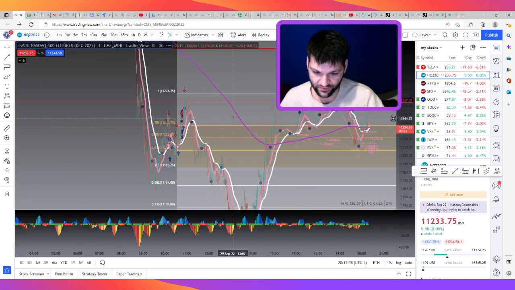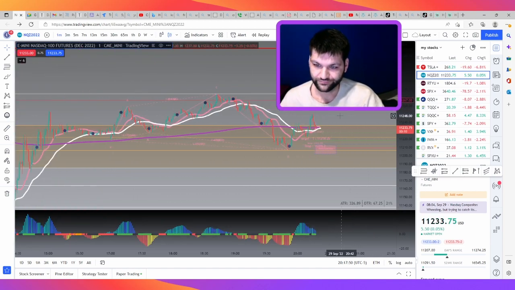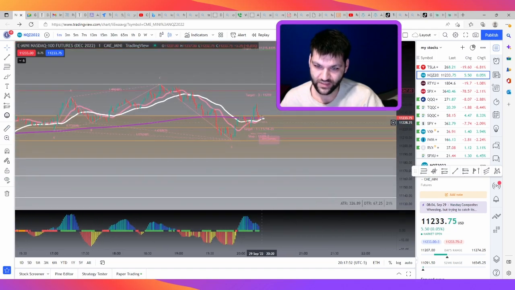Which again, third rejection is because we've rejected here once very strongly. I came back up to touch it and rejected. I would not be surprised to see another rejection here, okay? But I need confirmation. I need to see what's going to happen here with this 200 EMA bounce or rejection.